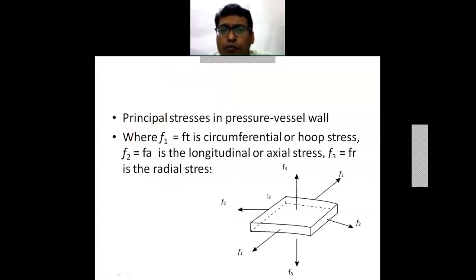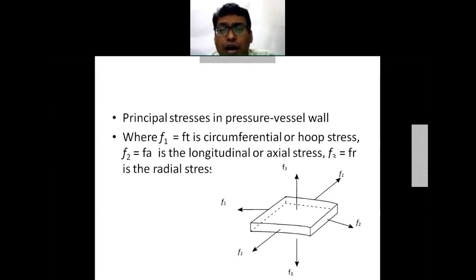That is, one is the circumferential stress, which is also called the hoop stress or tangential stress. Second, the longitudinal stress or the axial stress. And the third, the radial stress. These three stresses are considered the basis for the stress analysis of chemical equipment or chemical pressure vessels.